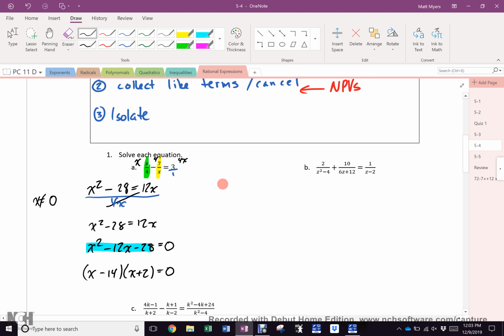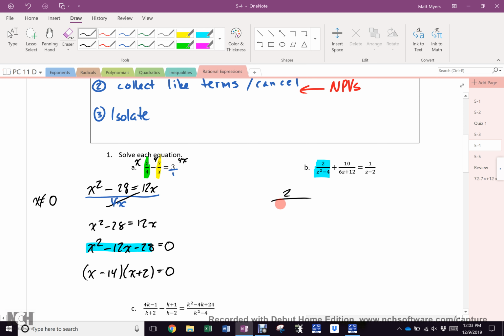Everybody cool? And that's it. There's nothing new except the complication of having to do this numerous times. So, step 1 is simplify. Can I do anything there?